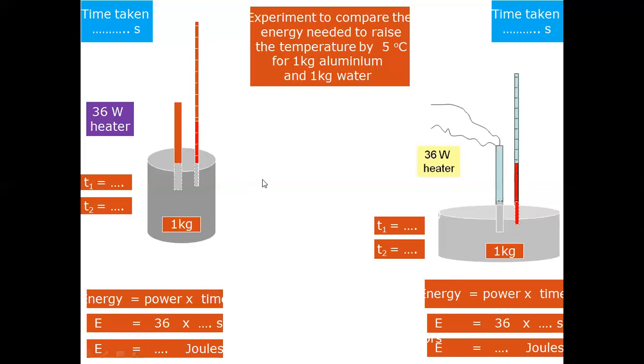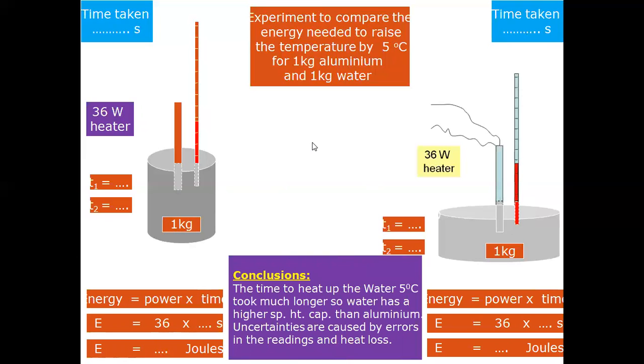So we will keep the starting temperature the same for both. Then we will start to measure the time taken by both to change the temperature by only 5 Celsius. In this experiment, the conclusion will be that the time taken to heat up the water 5 Celsius will be more than the time taken to raise the temperature of 1 kilogram of aluminum 5 Celsius.